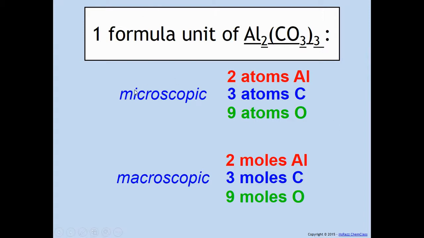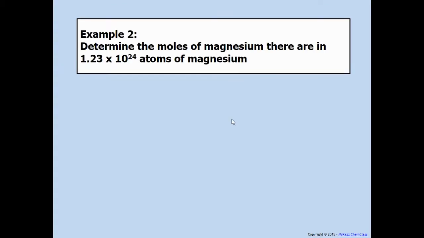Okay, so if you're talking about things microscopically, you're going to talk about them in terms of their atoms. If you want to talk about it macroscopically, like in the world where we live in, we talk about each of these guys in terms of their moles. But the numbers are the same. The weight is different, but the numbers are the same. Okay, let's do another problem.